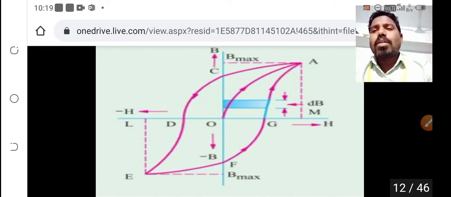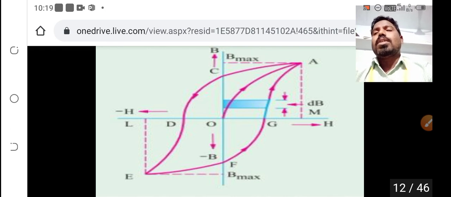Similarly, in the left direction, that is negative, at the point L you can see negative saturation. Similarly, in the y direction, B has a maximum value, that is the saturation level. Coming to the downside, B is also at maximum value, but it is a negative value, the negative maximum. So the loop existing here is A, C, D, E, F, G. This is called a complete loop.